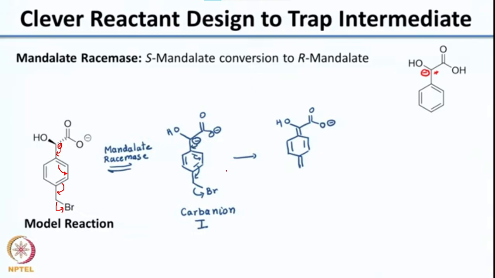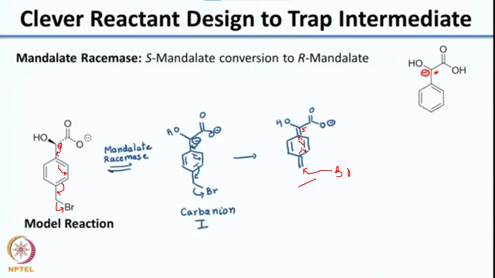Correct? So this will be our intermediate. Then after getting this intermediate, you can make an attack of bromine. Here, again it will go this way, and again that negative charge will be protonated by H.